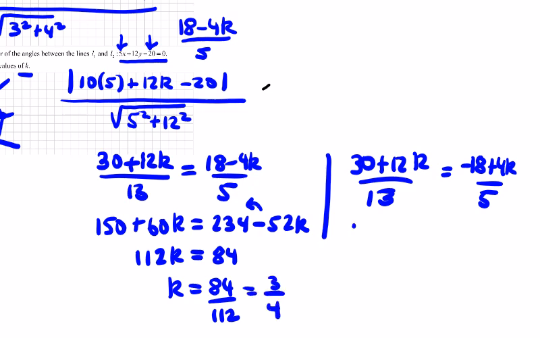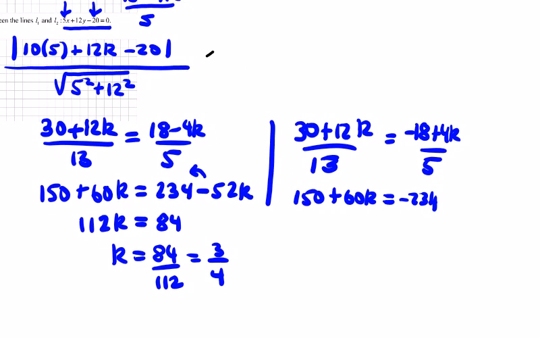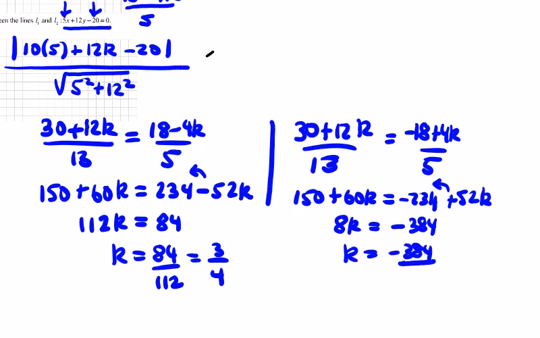And on this side, we'll get 150 plus 60k will be equal to minus 234 plus 52k, the opposite way around. So we're going to get 8k equals minus 234 minus 150, minus 384. So k will be equal to minus 384 over 8, and that would be minus 48. Those are the two values for k in this question.